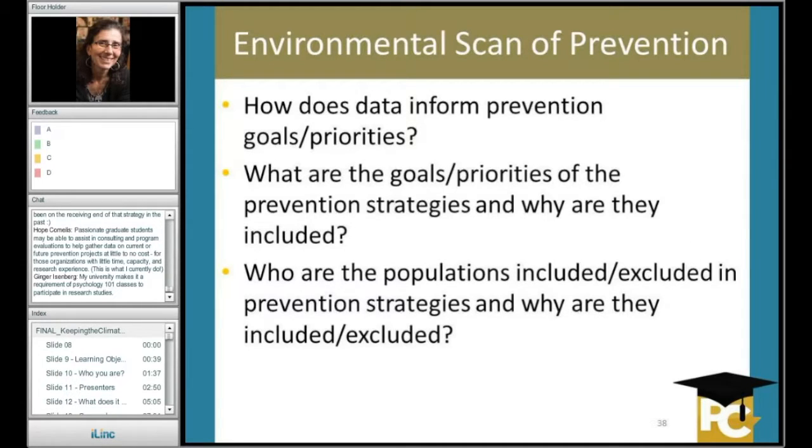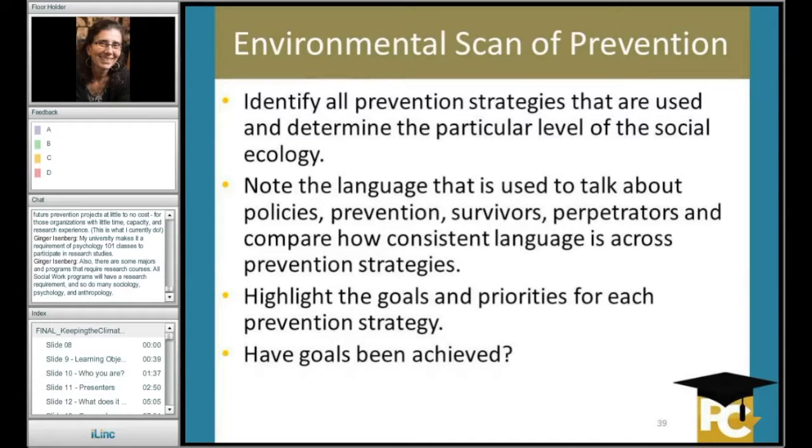I think it's really important to do an environmental scan of prevention that looks at all of the prevention elements on your campus, looking at how data informs those prevention strategies, including the goals and priorities. What are the goals and priorities, and why are they included? In looking at your prevention strategies, think about who's included and who's excluded and why. Identify all the strategies that are developed and in place, particularly to determine what level of the social ecology they intersect with.